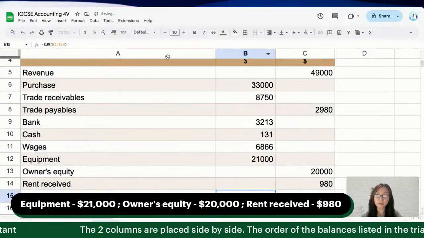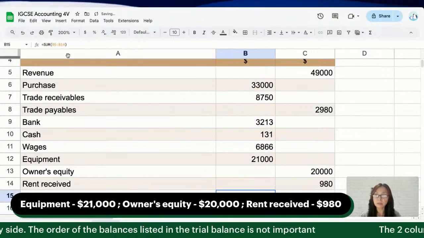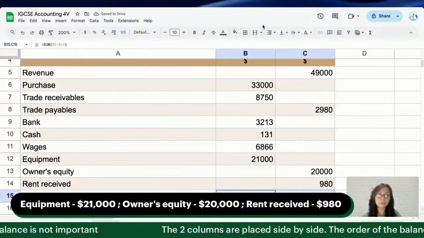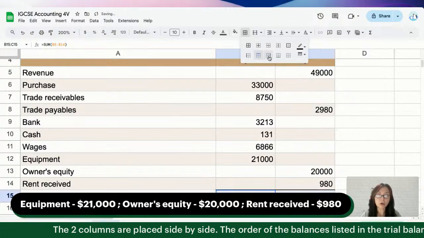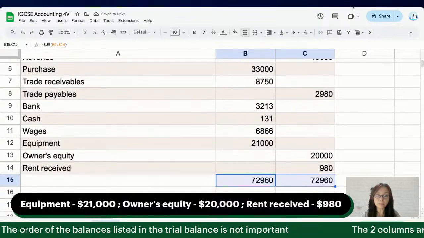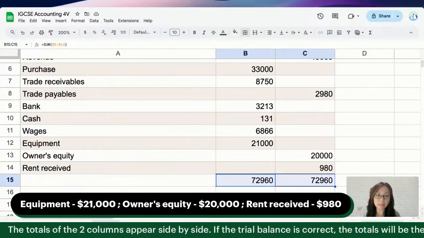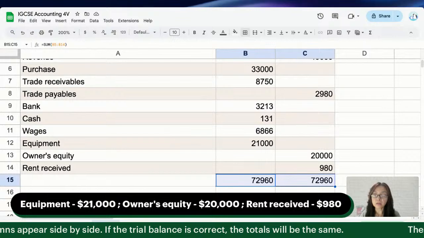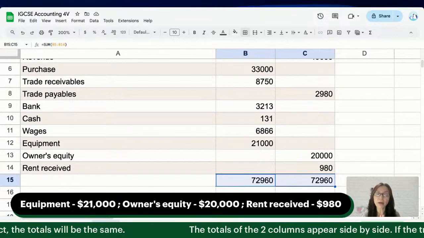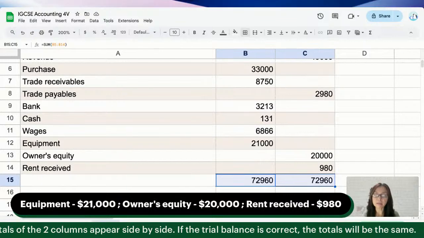Let me see, it should be from B5 onwards. Yeah, okay, and then I copy and place here. Remember, we have to do the line top and bottom. I hope you can see that's the total. So the total is 72,906, right? The totals of these two columns will appear side by side, and if everything is correct, they should be the same. All right, this is the example of trial balance.